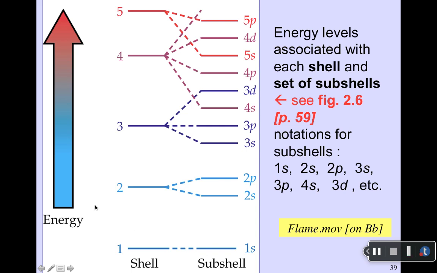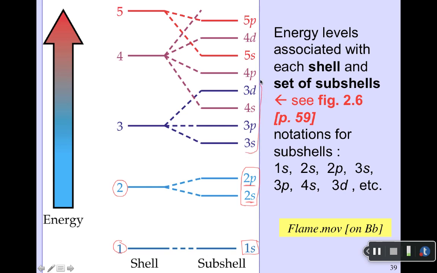The shell closest to the nucleus is shell number 1, and they get to be higher energy as they go away from the nucleus with higher numbers of shells. The first subshell is only within the first shell, and it's only one type. It sounds silly to call it a subshell when it's only one, but that's how it's described. The second shell has 2, with the 2s, the s subshell within the second shell, being lower in energy than the 2p, the p orbitals within the second shell.